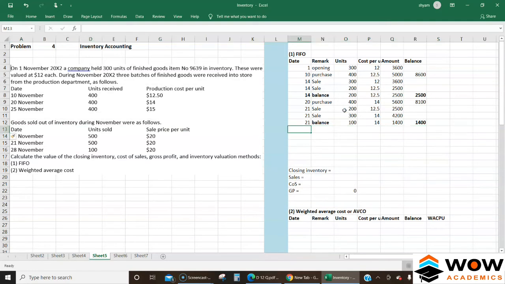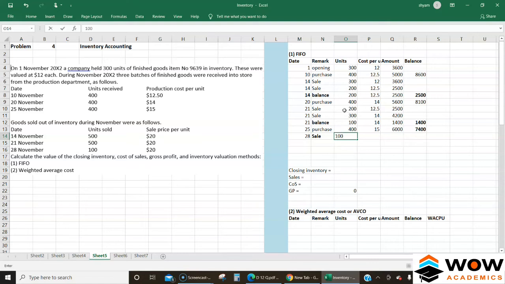So again we have 25. So 25 is again a purchase, and the value of it is 15 now, and our closing value would be the existing stock plus the purchase value, 7,400. And as the last entry we have another sale. The sale is just for 100 units.